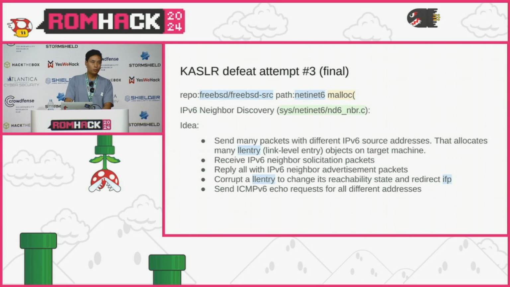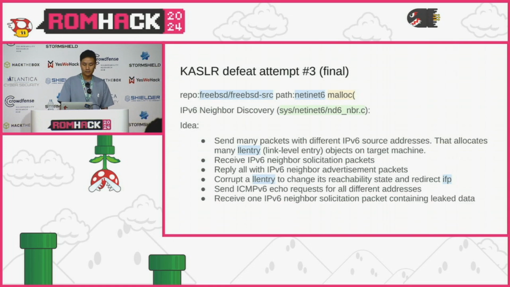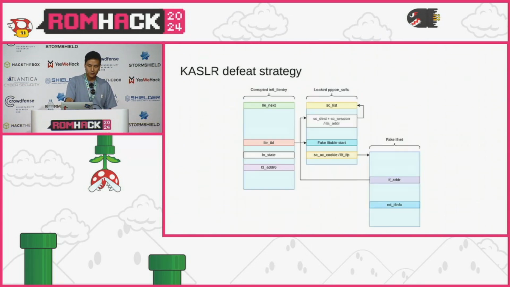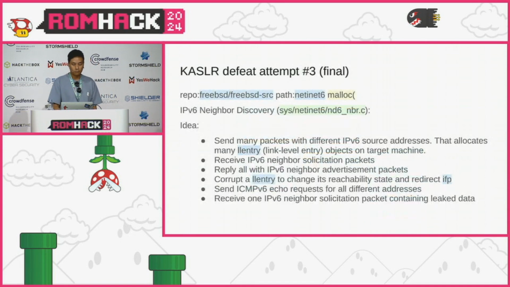Next, we send ICMP echo requests for all the different addresses. For all the addresses which have not been corrupted yet, we should receive an ICMP echo reply. But for the LL entry that we corrupted, we should receive an IPv6 neighbor solicitation packet. That's because we modified the state from reachable to incomplete. And so this packet should now contain leaked data as the MAC address.